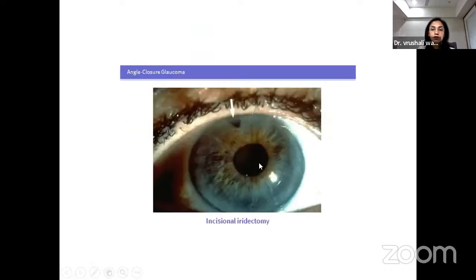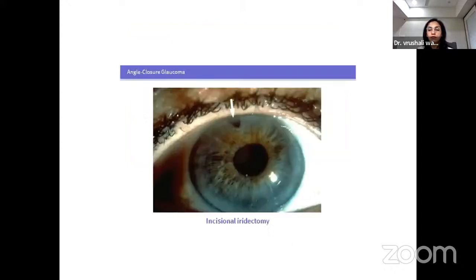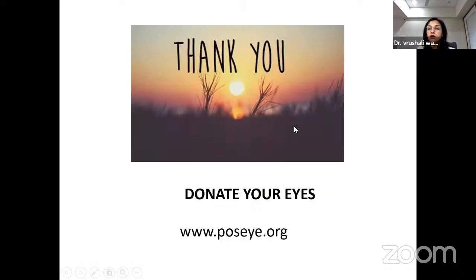So this is how an iridotomy looks. We do it with the help of an argon laser, and there is a special lens available. We can do an iridotomy with lasers also. So this is, in short, about the diagnosis and management of glaucoma. I would be happy to take any questions from the audience.